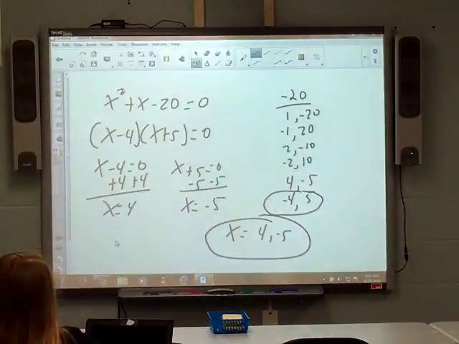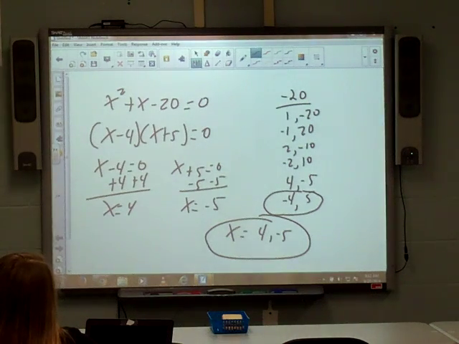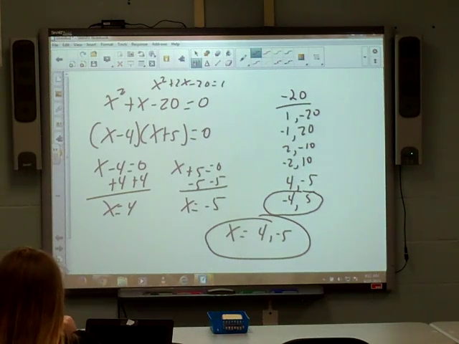Alright, well, let's get a little bit more complicated now. Oh, I remember what I was going to say. What if this had said x squared plus 2x minus 20 equals 0? I listed my a times c is still negative 20. Do any of these add to positive 2? No. So that's when I would know that it's not factorable, and I'd have to use one of the other methods that we're going to learn later in the week. Okay? Everybody with me on that?